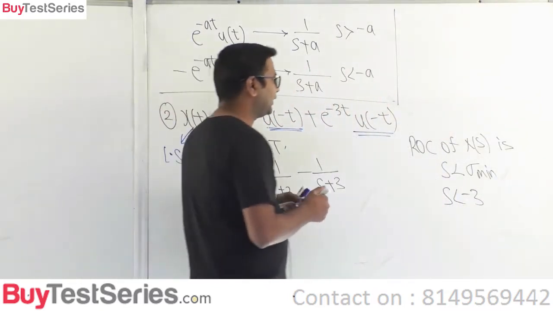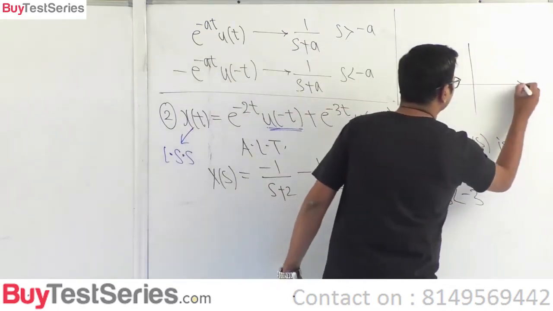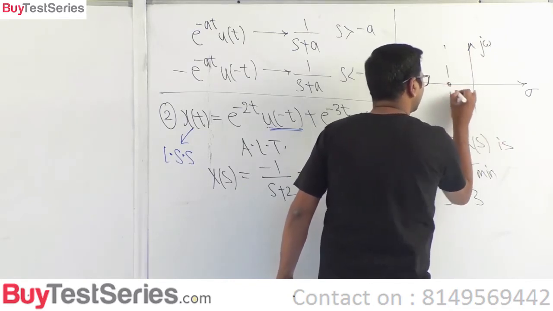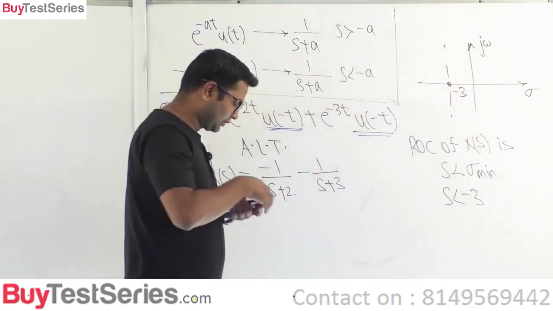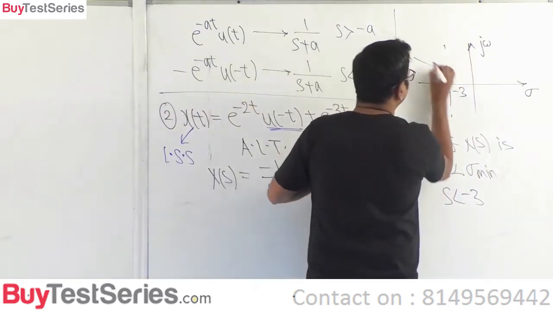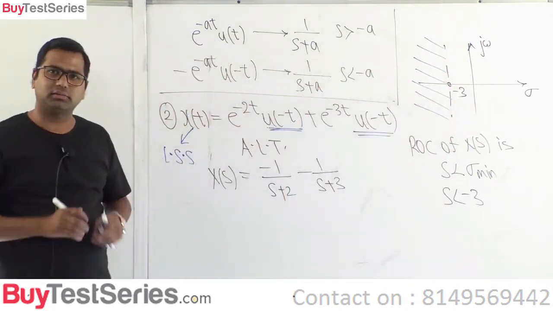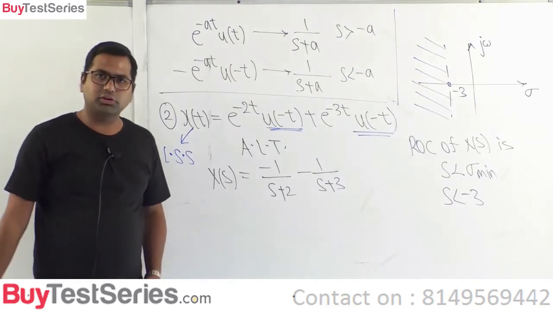The S less than minus 3 ROC can be shown on the S plane. So, this point will be minus 3 and S less than minus 3 means the region to the left hand side. The region to the left hand side of minus 3. We will proceed to the next question.